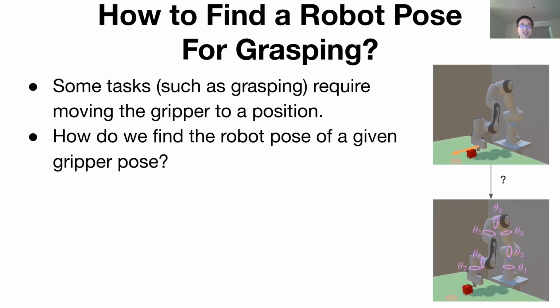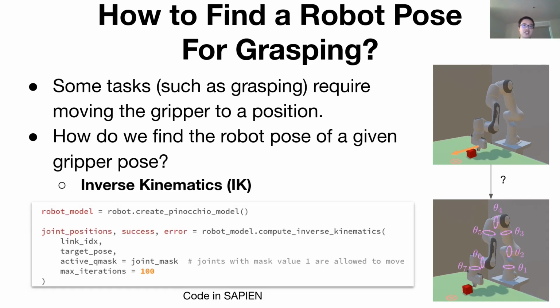However, for some tasks like grasping, we need to move the robot gripper to a position. But motion planning often takes a robot joint pose as its goal. So how do we find the robot pose of a given gripper pose? It turns out this is a well-studied problem called inverse kinematics, or IK. For example, in our simulation platform Sapien, it takes 2 lines of code to compute the IK for a given robot.